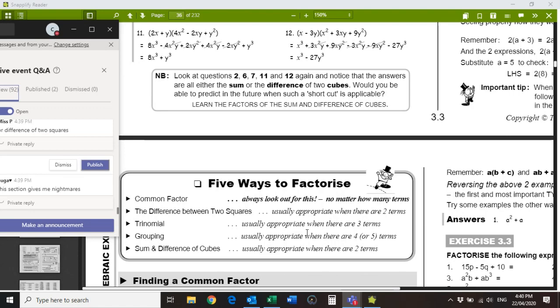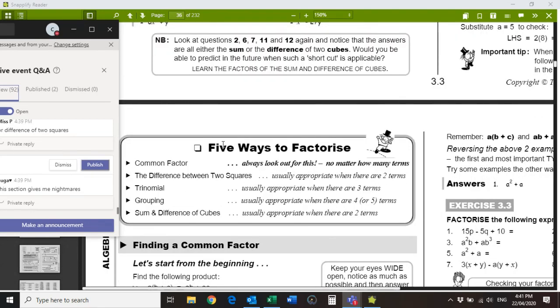Okay, so we have 5 ways to factorize. Today we're just doing the theory of factorization, and tomorrow we'll be putting all we learned into practice. That means tomorrow we will be doing factorization, and then on Friday we will be doing trig. Okay, I hope you're ready.